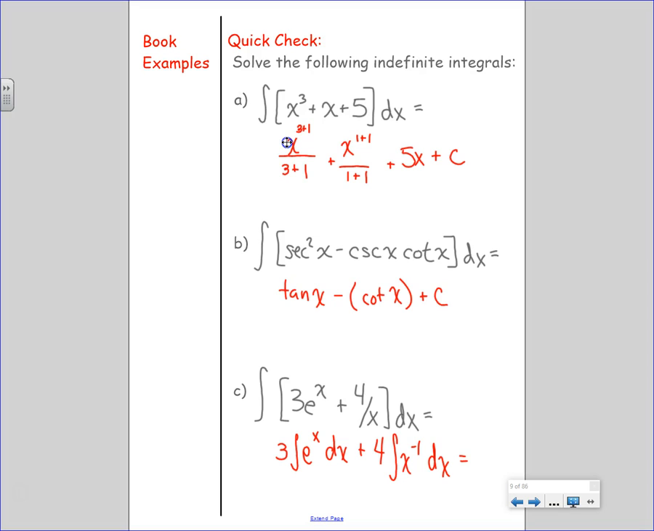I forgot my plus C's. Oh no, I'm gonna get minus 1 on all my test answers.